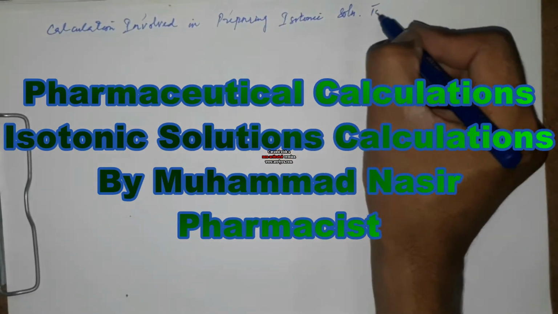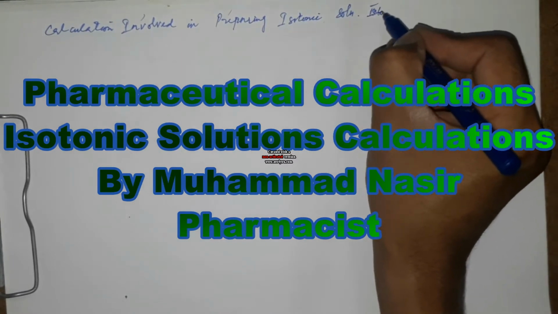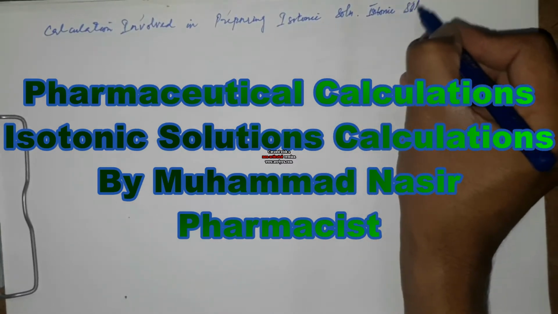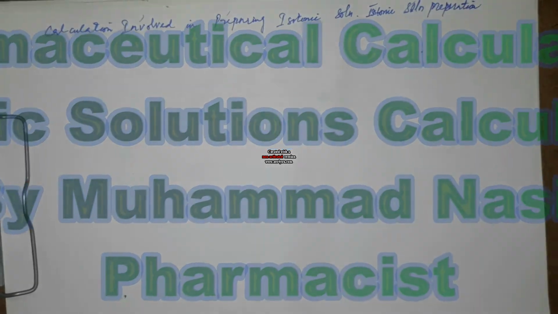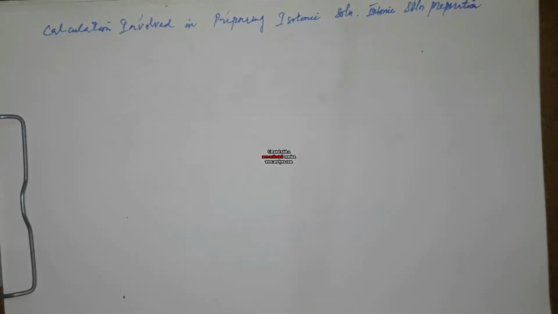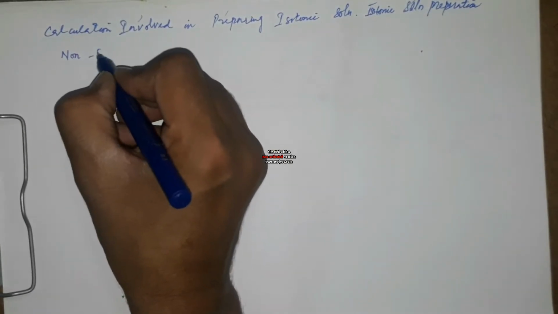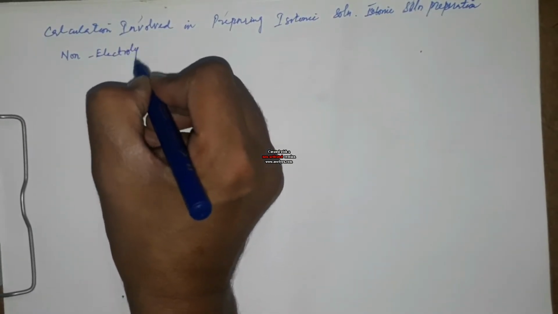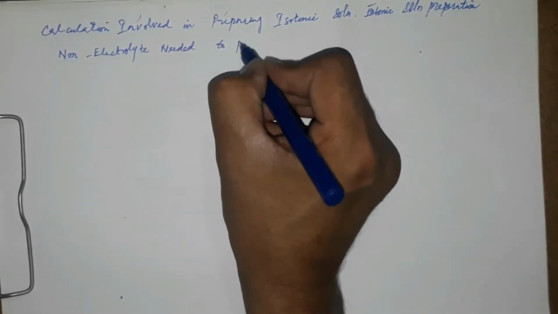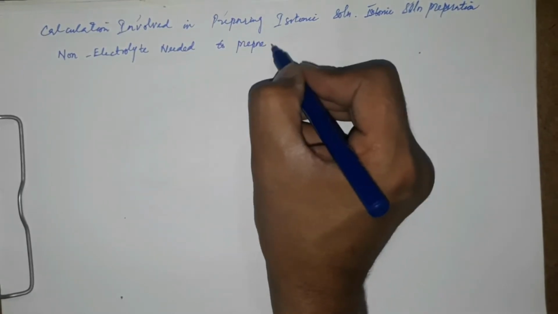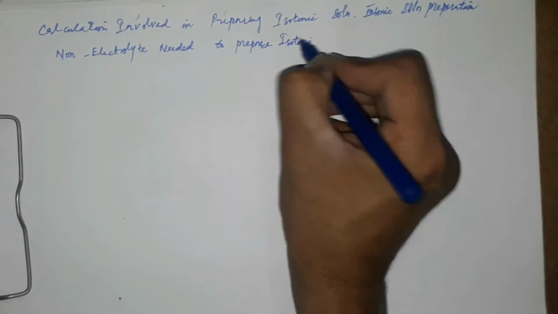Today we will discuss another method of isotonic solution preparation: how we can calculate the quantity or weight of electrolyte and non-electrolyte needed to prepare isotonic solution.